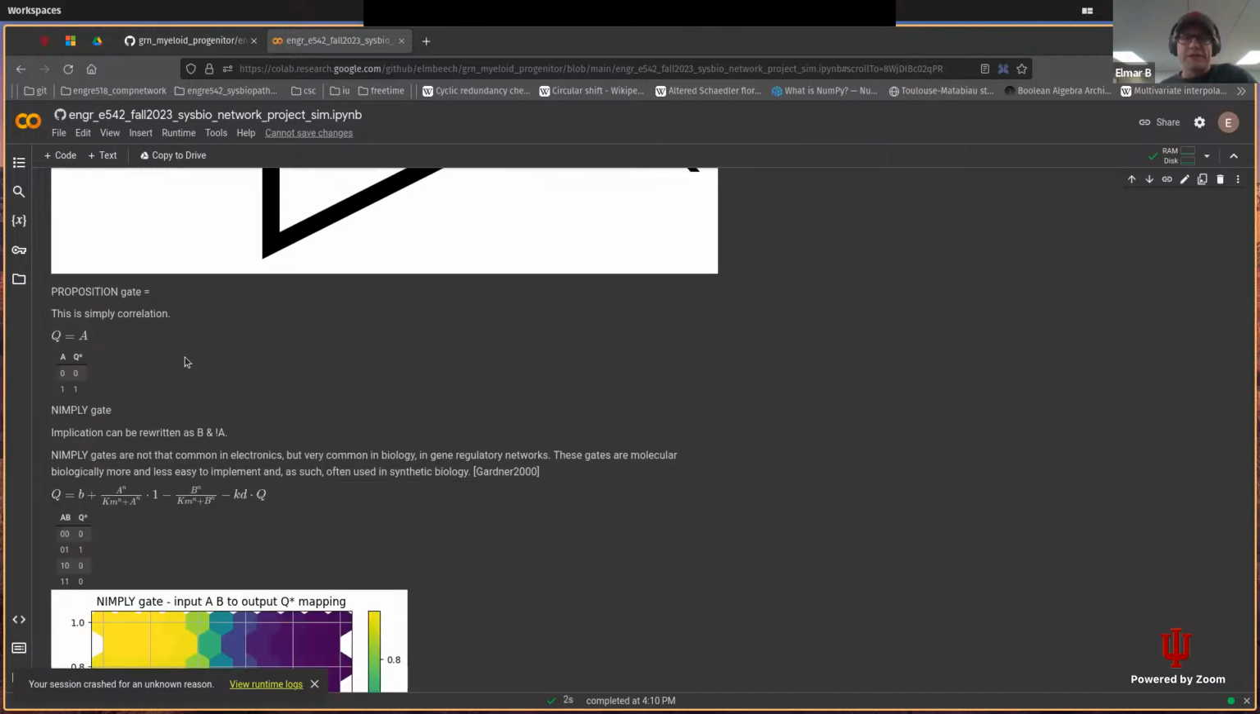And then there's the proposition gate. This is actually not a real gate. It's just Q equals A. So it's in one case used when one gene is just really following the other gene, and when we kind of have a full correlation.